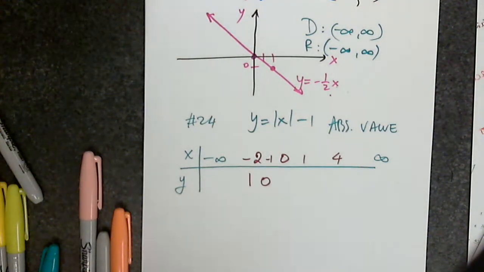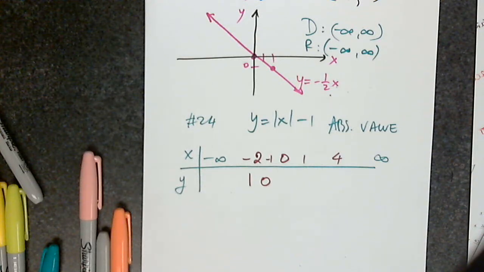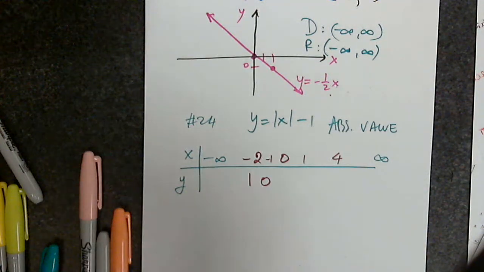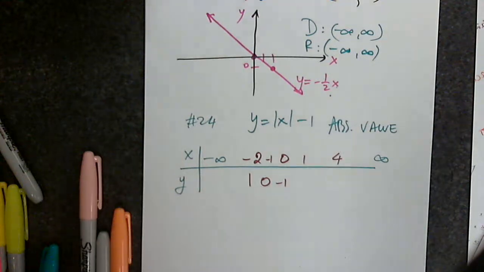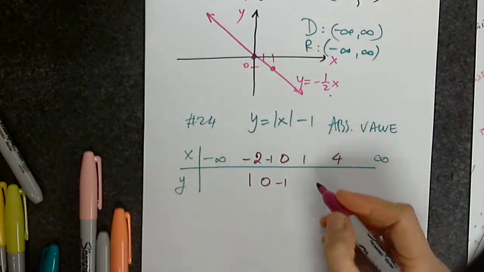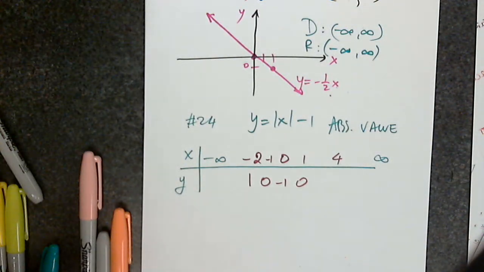Awesome. Please plug in 0. How much? Do we all agree with negative 1? Yep. Awesome. Please plug in 1, 0. And finally plug in 4. 3. Very good.